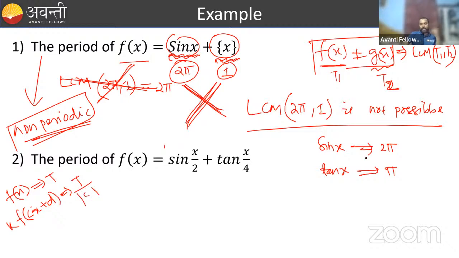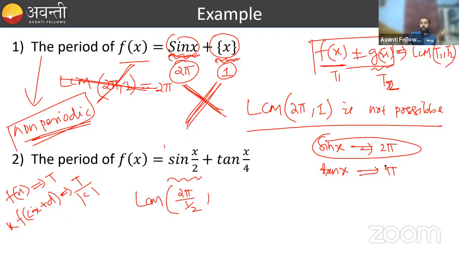So here we know the period of sin x is 2 pi. The period of sin of x by 2 will be 2 pi upon the coefficient of x, that is 1 by 2. Okay, LCM of this and tan of x by 4. The period of tan x is pi.